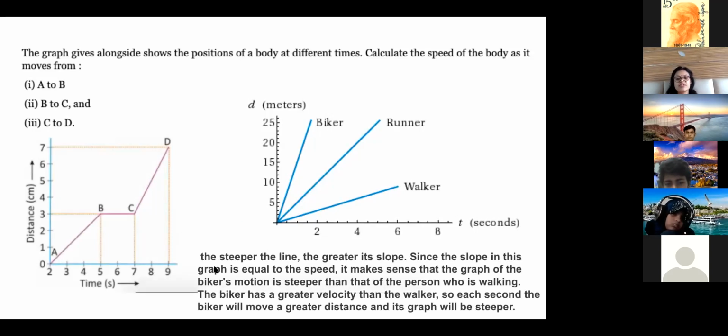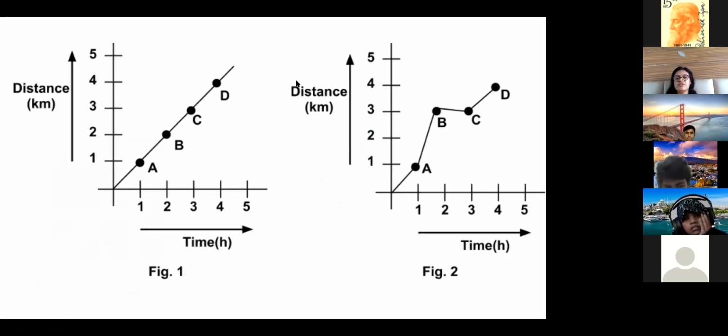The steeper the line, the greater its slope, and hence the speed will be more. This you have to remember. Biker is having greater speed than runner, and then walker is having the least speed, because of the angles. See, the steeper is the graph, more will be the speed. And you already know how to find out the speed from the graph. So till here will be the syllabus.